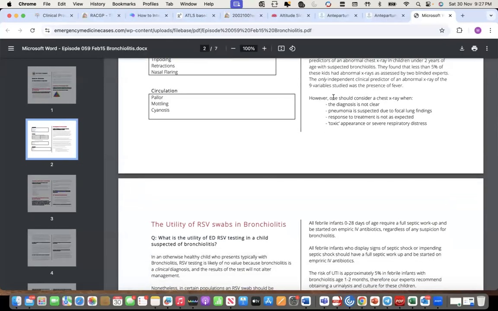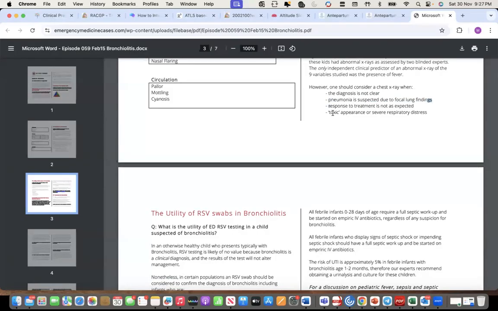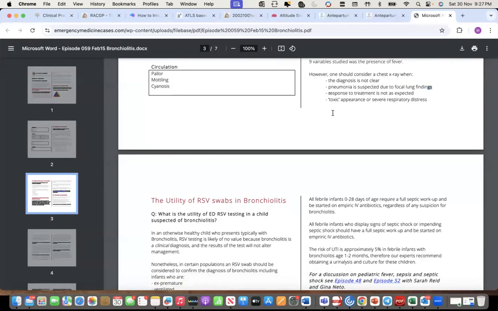Now, when should you consider the X-ray? When your diagnosis is not clear, when you have a suspicion of pneumonia due to focal lung findings, when your treatment is not working, and when you have severe respiratory distress. So in that case, yes, you can do the chest X-ray. I'm not sure what the full question was. This is why I said that maybe you can do a chest X-ray from all the other options. It looks a bit better.